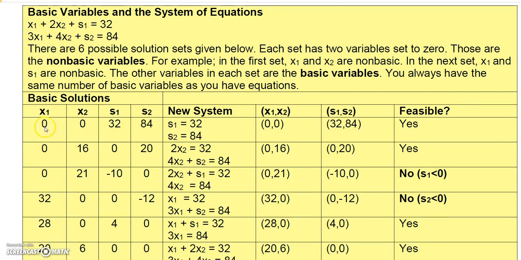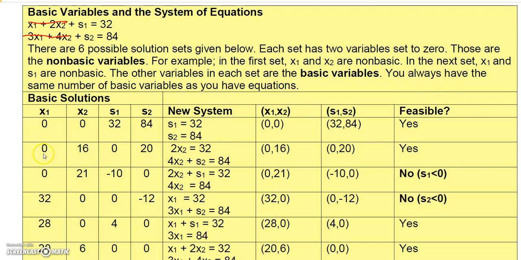Now, if I were to let x1 and x2 be non-basic, then that would wipe these terms out, right? Because if they're non-basic, they would be 0. So if I let x1 and x2 be non-basic variables, then I could solve for S1 and get 32 for S1, and S2 is 84. So that would give me 32, 84. The point that would correspond to on the graph would be the point 0, 0. And since these values are not negative, this is a feasible solution.